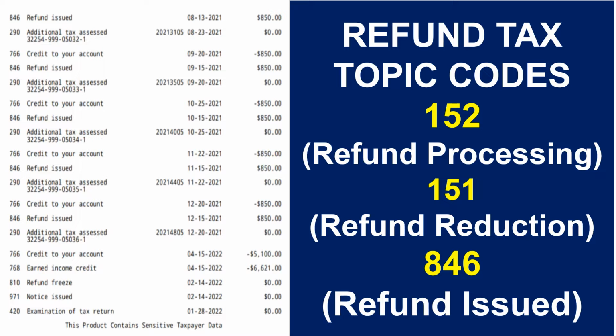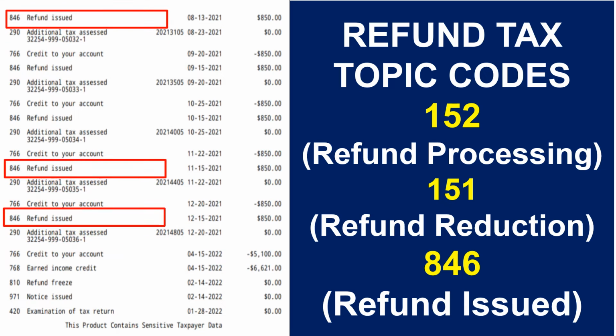So one is 152, which is related to refund processing. Many folks are seeing this as part of their WMR or IRS2Go, especially ahead of tax refunds being issued later this month. Refund reduction 151 is due to an offset. This is one that you really don't want to see, but I'll discuss it, and it's not always something to worry about. It should just be part of a review process. And 846 is the one that you really want to see on your tax transcript, which means your refund has been issued. So I'll touch on some of these and some of the things you can do if you see these codes and what it means to you.